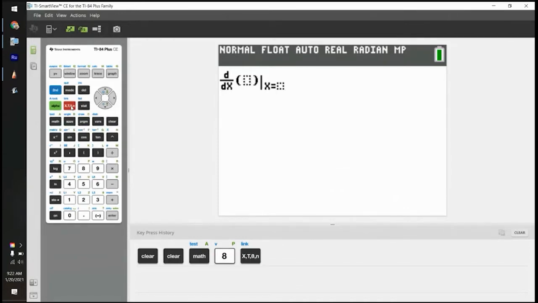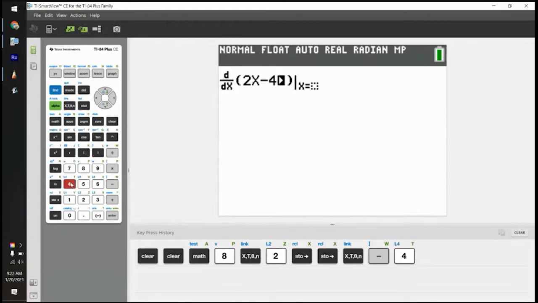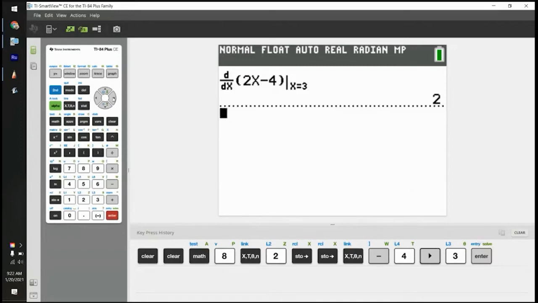Okay, and then we're going to do the derivative of 2x. Okay, that didn't work. Hold on. 2x minus 4, because that was the second piece that we did in the piecewise. And we're trying to find the derivative at x equals 3. So we're going to put a little 3 in there. Okay, well, we already did this before, so you know the answer is 2. But if you notice, it does the answer for you.